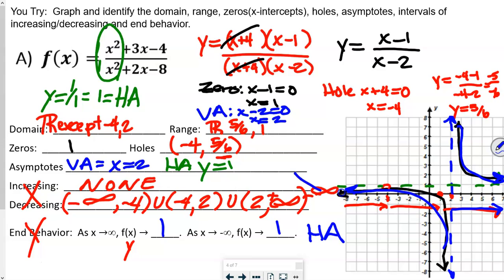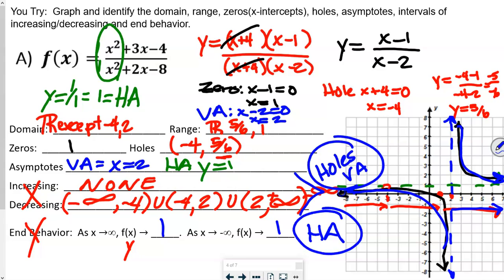So here's a trick for you guys, okay? When we're dealing with domain and range, you want to look at your holes and your vertical asymptotes. And when we're dealing with end behavior, we want to look at your horizontal asymptotes. That's what's going to help you out with these answers, okay?